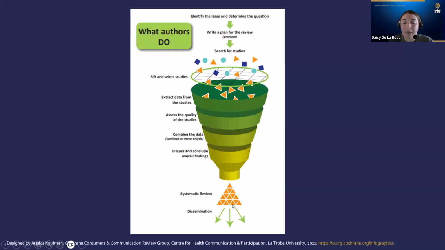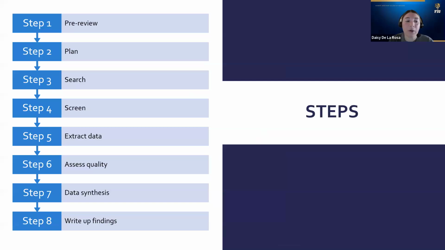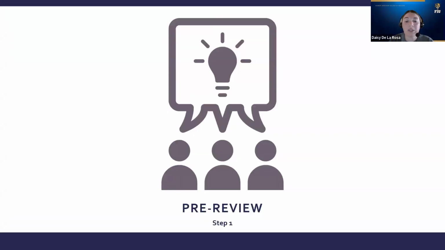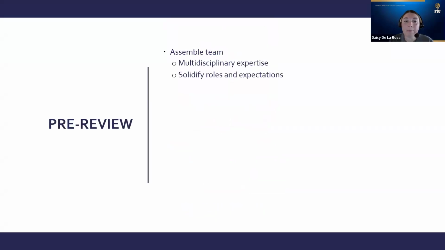And again, making that big puzzle and disseminating it out to other practitioners and stakeholders who are interested in that. So again, this is an overview of those steps. So step one, right, the pre-review. This is kind of where you're trying to decide if this is the right project for you. So assembling a team, again, thinking about the multidisciplinary expertise and solidifying the roles and expectations with the team.